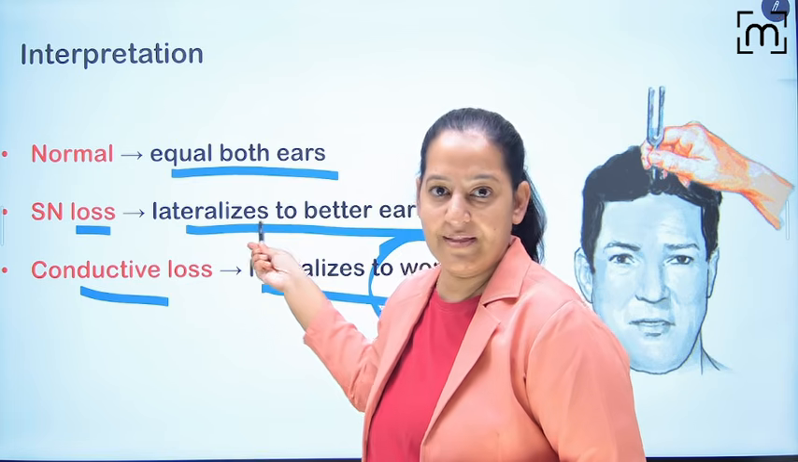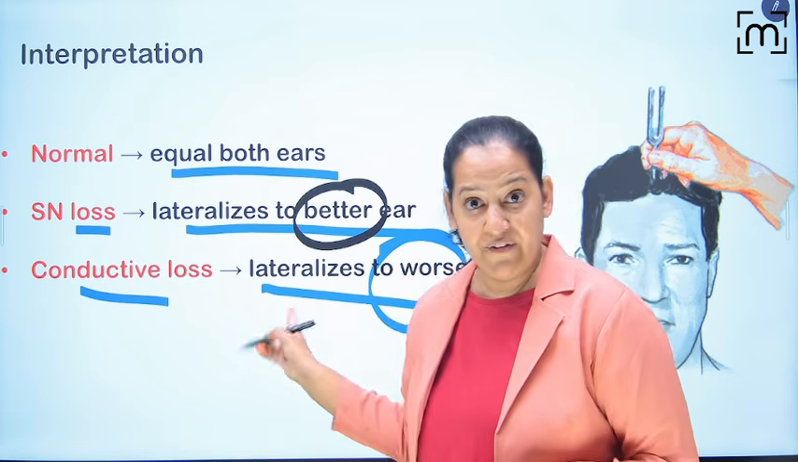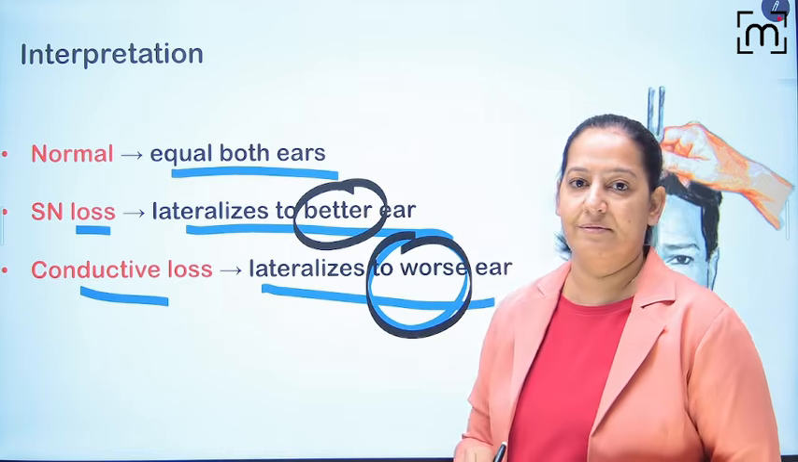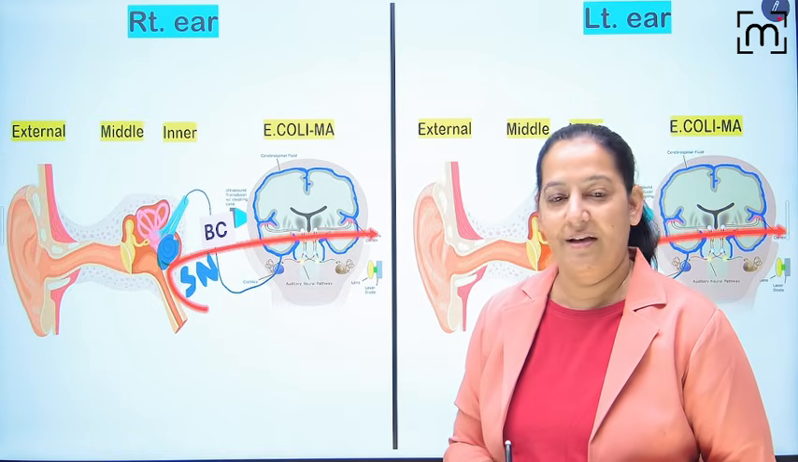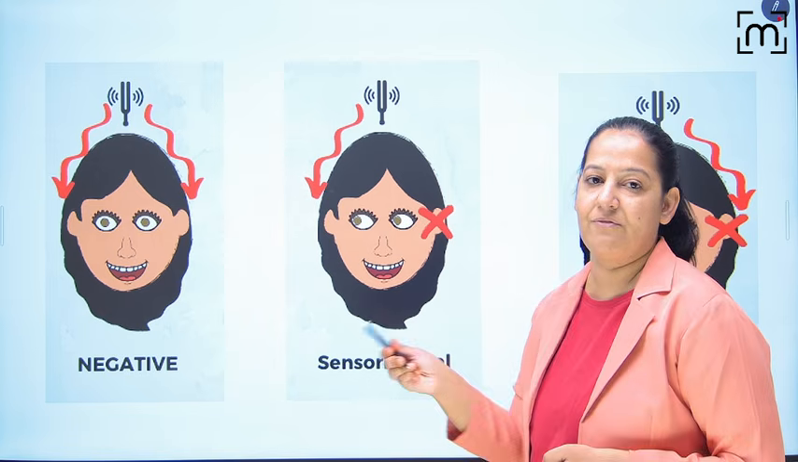Normally it is equal on both sides. In sensorineural deafness, it is lateralized to the better ear. And in conductive deafness, it is lateralized to the worse ear. Okay, that's what we have done. Got it? Yes, so this is Weber. So the summary is in front of you.